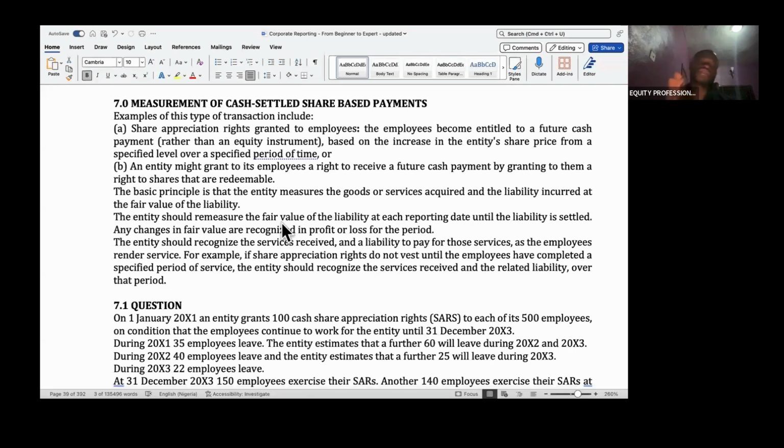Let me solve one more question today. I'll round up this class for today. So let's solve a question on cash settled.